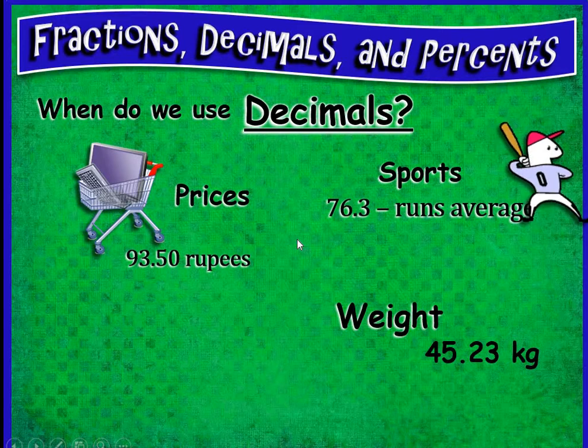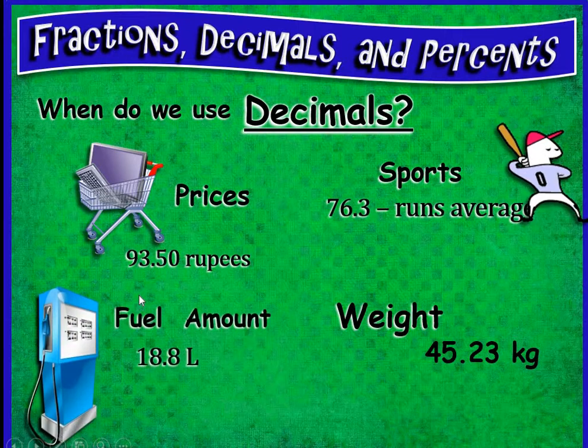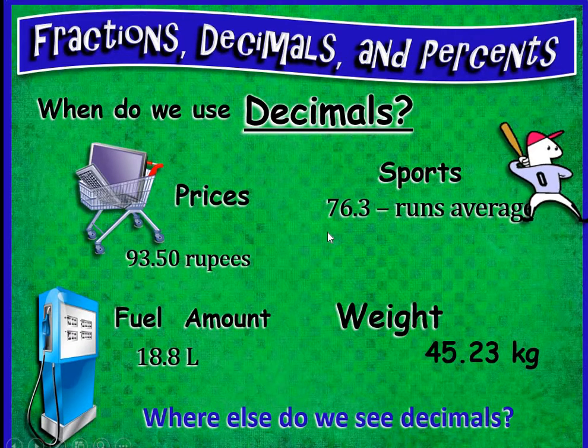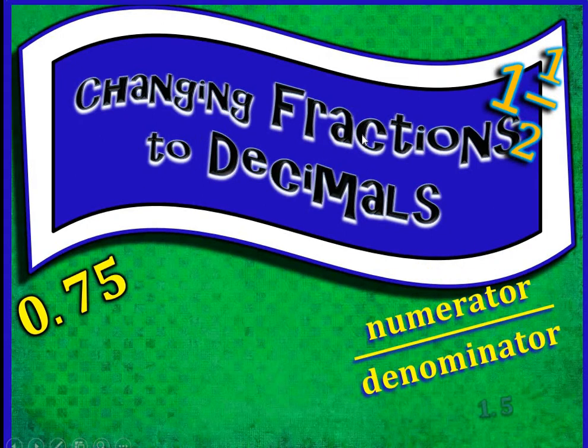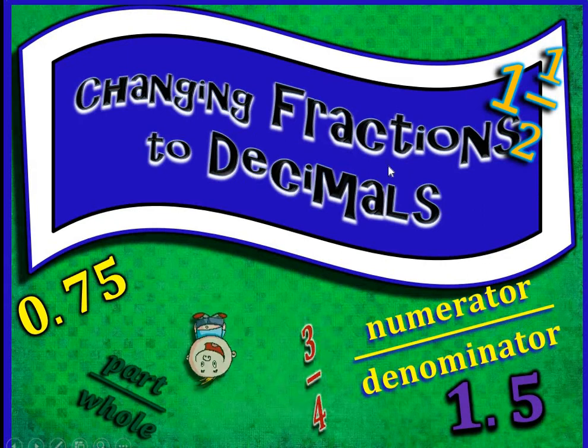In sports also we are using decimals. For example, the average runs is 76.3 for a particular player. Whenever we are measuring the fuel amount, then also we are using decimals, for example 18.8 liters of fuel. Where else do we see decimals? There are many more situations in our daily life where we are using decimals. So you all have to think of a few more examples. Now let's come on to the topic, that is changing fractions to decimals.